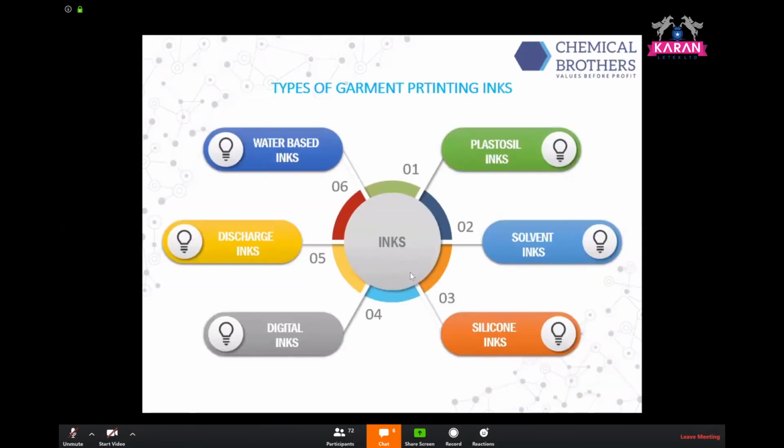Moving on to types of garment printing inks. In the market, we basically have these common inks used for printing purposes: plastisol inks, solvent inks, silicone inks, digital inks to produce digital printing, discharge inks, and water-based inks. So this is a little bit about printing, methods of printing and types of printing.